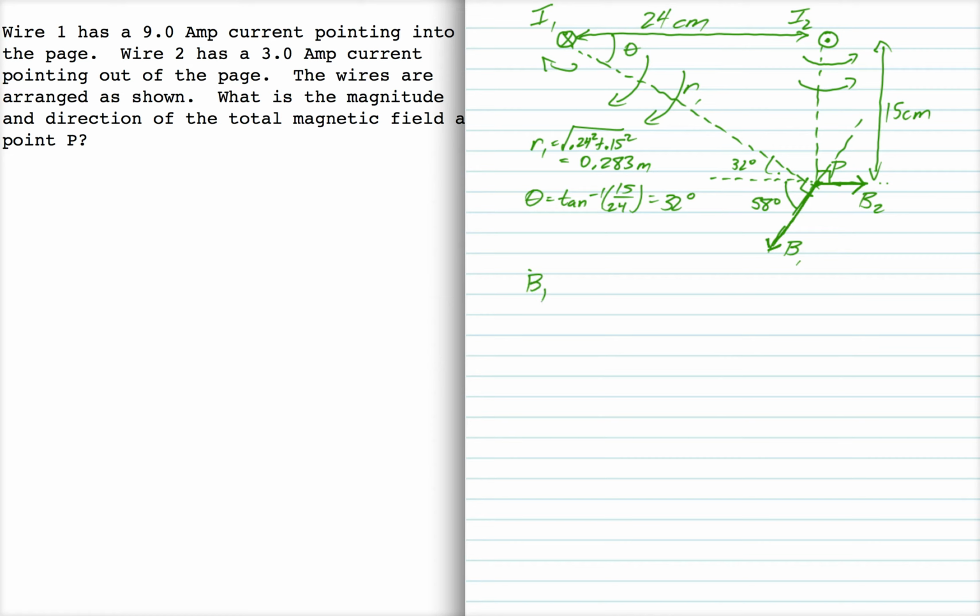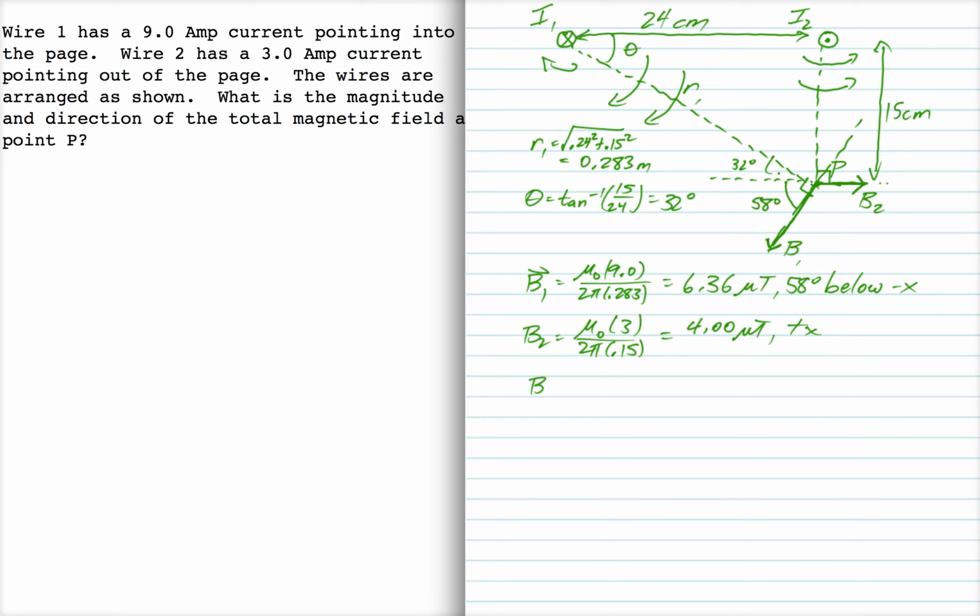So B1 is mu naught times I1, which is 9, over 2 pi times 0.283. That is 6.36 microtesla in a direction 58 degrees below minus x. And then B2 would be mu naught times 3 over 2 pi times 0.15, so that's 4 microtesla in plus x direction. Okay, now I just need to break these into components and add up the components.